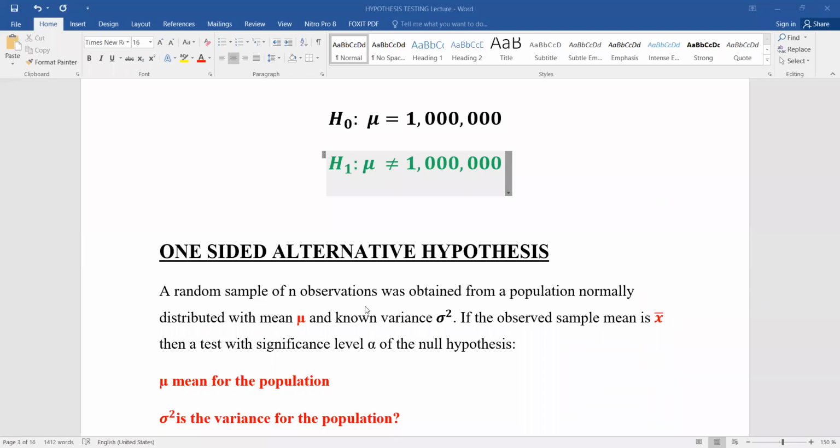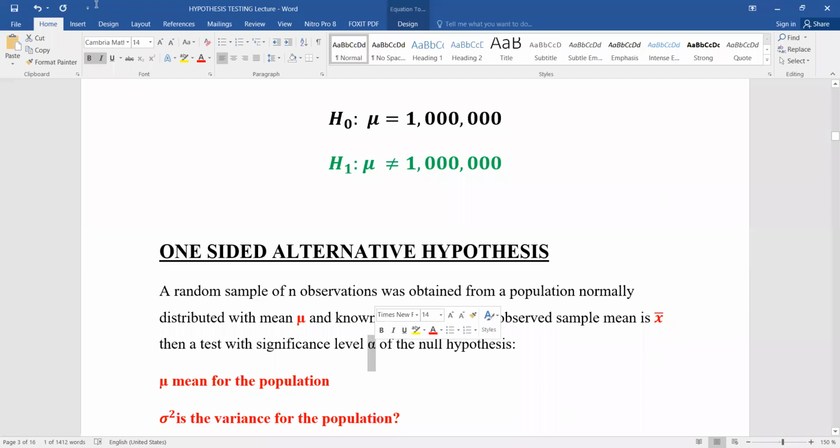A random sample of n observations was obtained from a population normally distributed with a mean mu. So the population mean is what we call mu, and its variance is what we call sigma squared. If the observed sample mean is what we call x bar, then a test of significance of alpha, we have that alpha there of the null hypothesis.